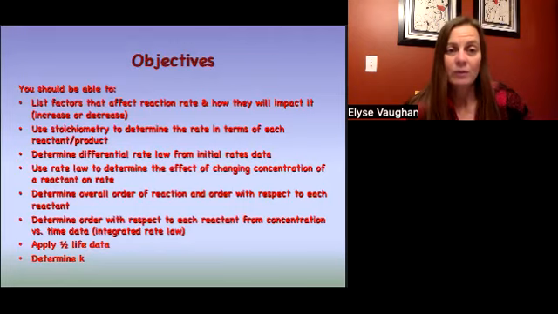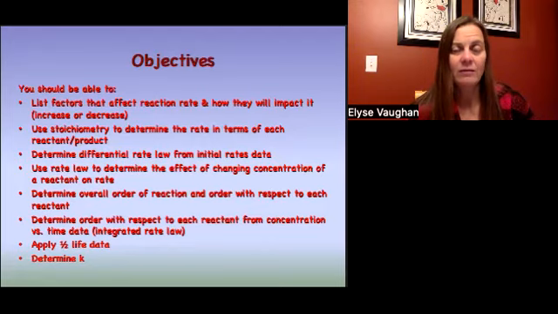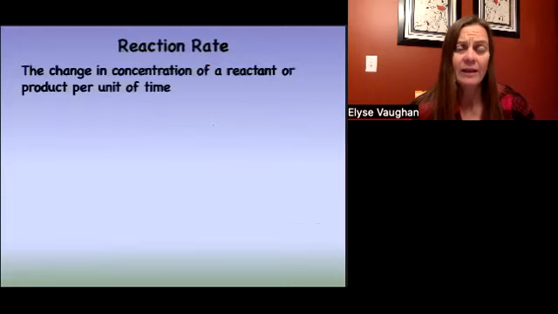We're going to be able to use stoichiometry to determine the rate in terms of each of the reactants and products. You're going to learn how to determine a differential rate law from initial rates data and how to use that rate law to determine the effect of changing the concentration of any of the reactants on the rate of the reaction.